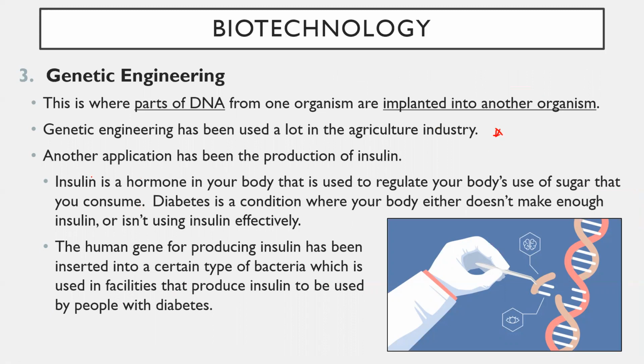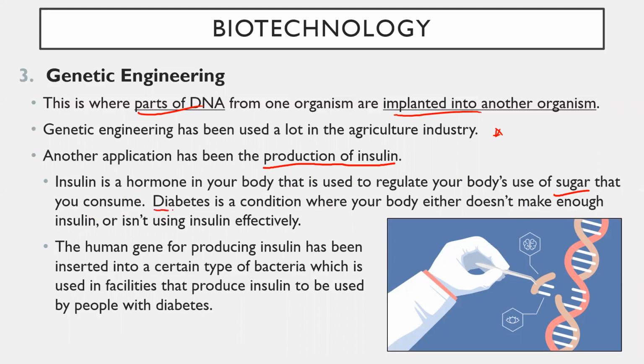One thing I do want to mention, though, is another application of genetic engineering, where we're taking parts of DNA and putting it into another thing, and that is the production of insulin. Now, insulin, in case you're not aware, is a hormone in your body that is used to regulate your body's use of sugar. So any sugar that you consume, whether it's literal raw sugar from something sweet, or even from bread, which has carbohydrates in it, which is a type of sugar, insulin is used to regulate that, right? Because your blood has to have a certain amount of sugar in it, and insulin controls that.